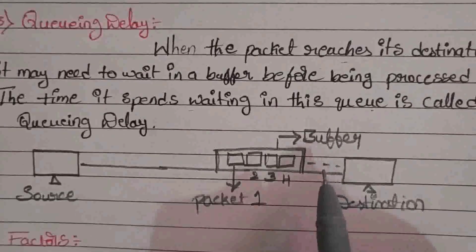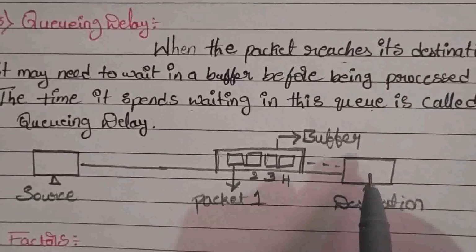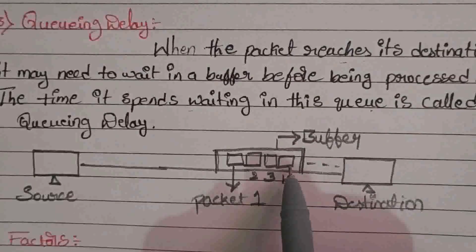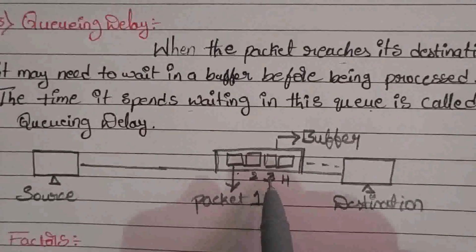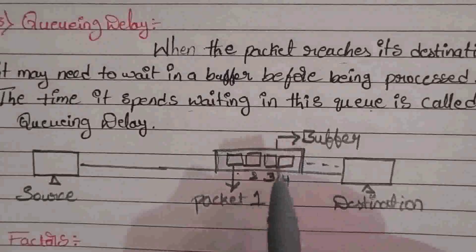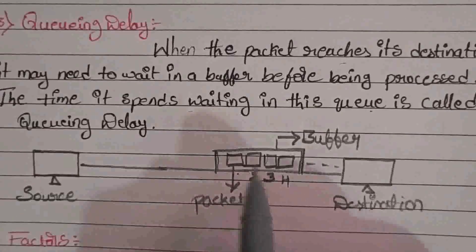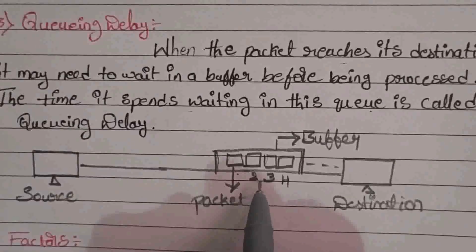The destination system will take time to process each and every packet. So the fourth packet is received first by the destination, and the system takes some time to process the fourth packet. Then the first, second, and third packets have to wait in a buffer. This time spent waiting in a buffer, waiting in a queue, is called the queuing delay.